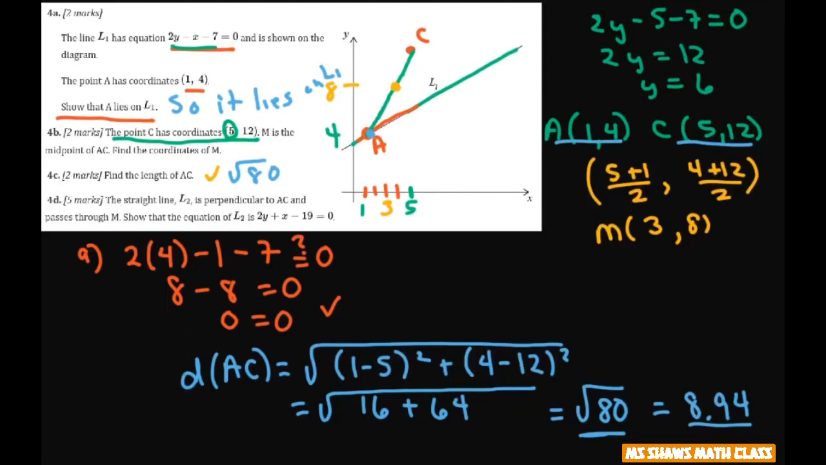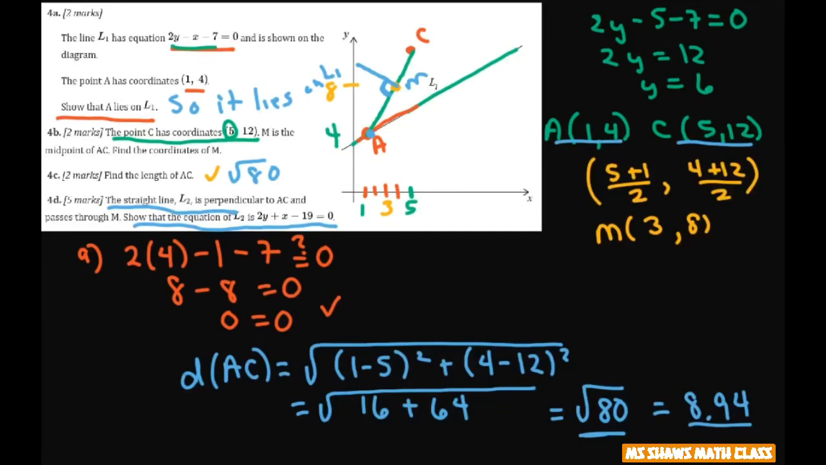Okay. Now, the straight line L2 is perpendicular to AC and passes through M. So some line here, perpendicular to AC, and it goes through point M. Show that the equation of L2 is 2y plus x minus 19 equals 0.